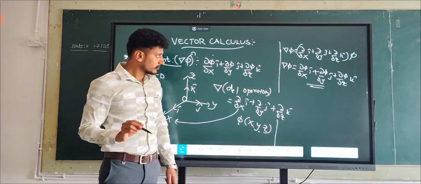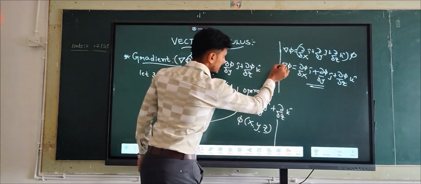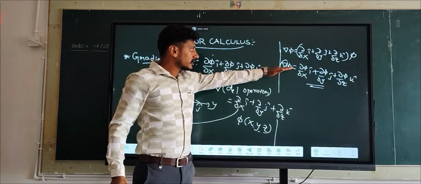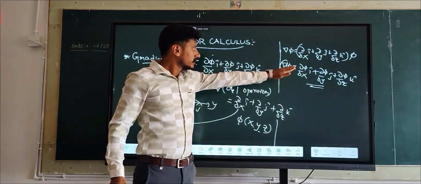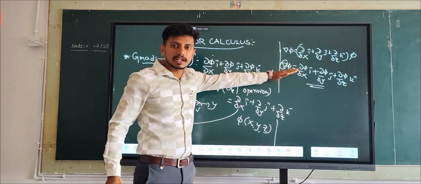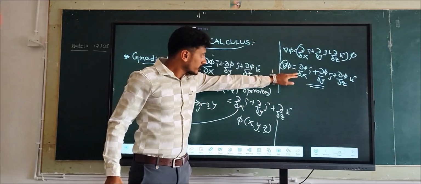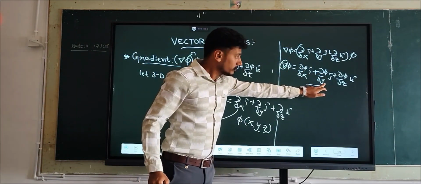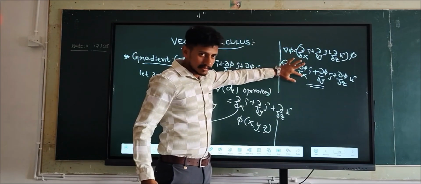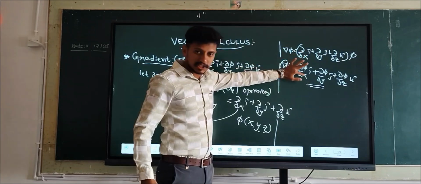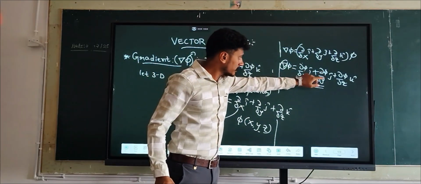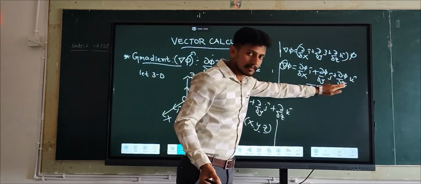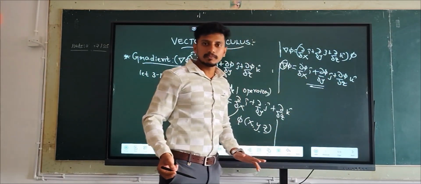I hope you understood this. Again, let us name all the things in the formula. This is a vector differential operator, and phi is the scalar point function with respect to three independent variables x, y, and z. Dou phi by dou x is the partial derivative of phi with respect to x. Dou phi by dou y is the partial derivative of phi with respect to y. And in the last term, dou phi by dou z is the partial derivative of phi with respect to z.